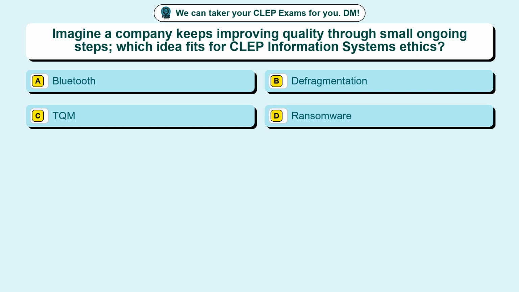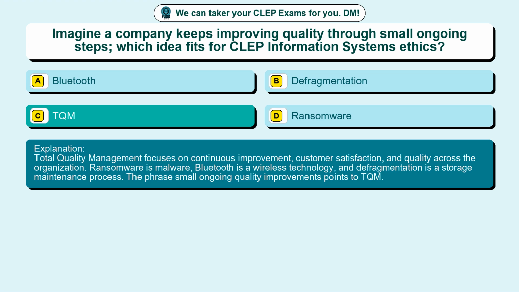Question 18. Imagine a company keeps improving quality through small ongoing steps. Which idea fits for CLEP Information Systems ethics? Option A. Bluetooth. Option B. Defragmentation. Option C. TQM. Option D. Ransomware. The correct answer is option C. TQM. Total quality management focuses on continuous improvement, customer satisfaction, and quality across the organization. Ransomware is malware, Bluetooth is a wireless technology, and defragmentation is a storage maintenance process.